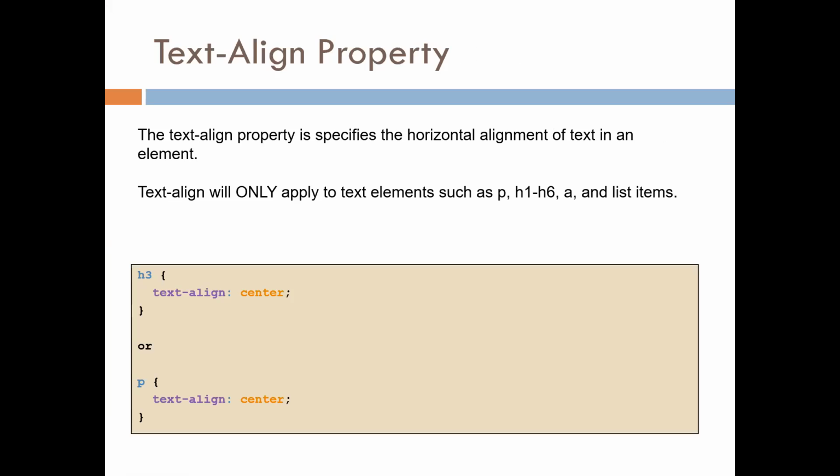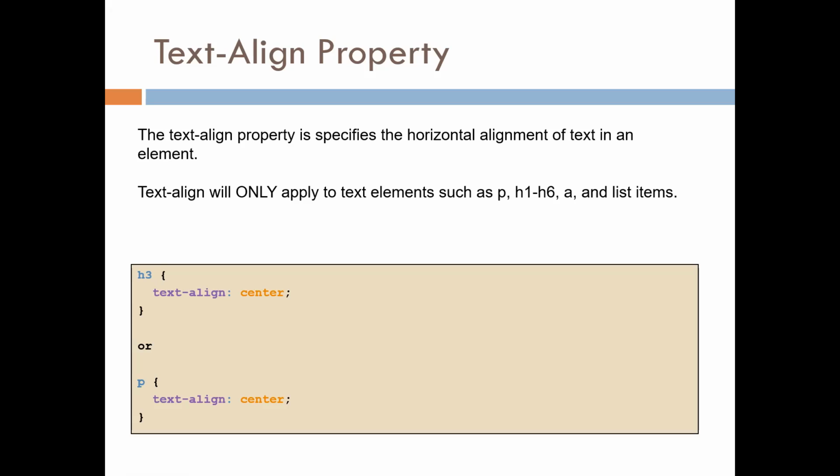The text align property can be put in any kind of text element styling. It's just text-align and then center. Remember, the default for this is left, so we don't usually need to specify left, but you can do text-align right. I believe that justify is one other one. But just to center text, text-align center will work.